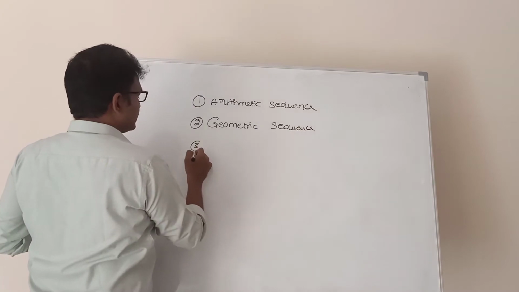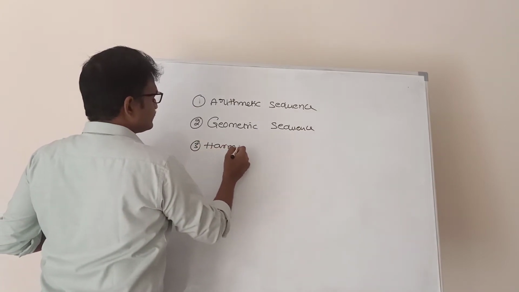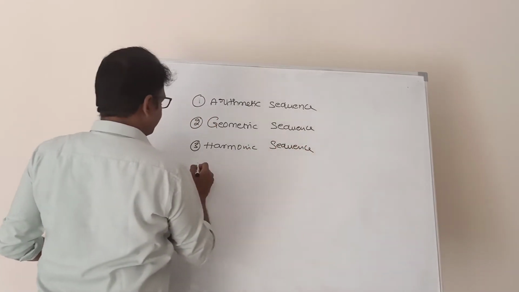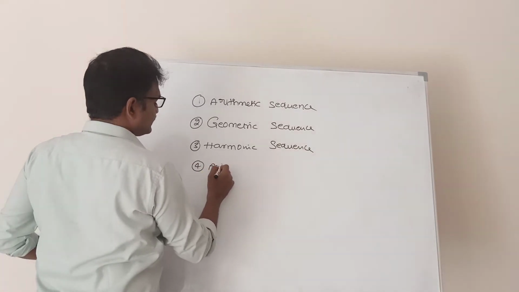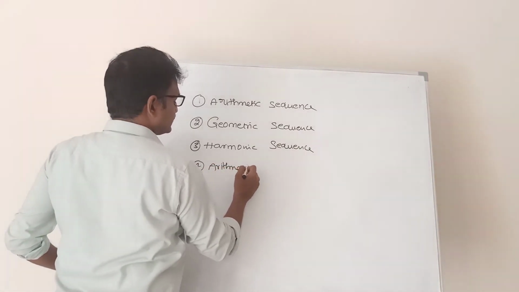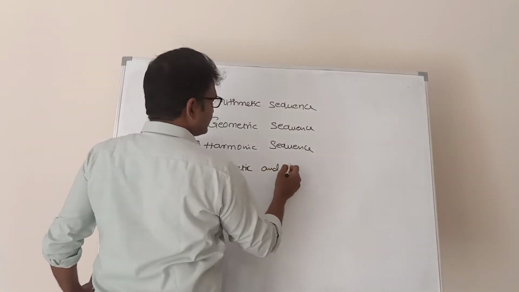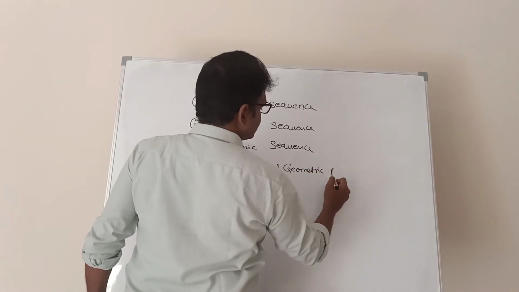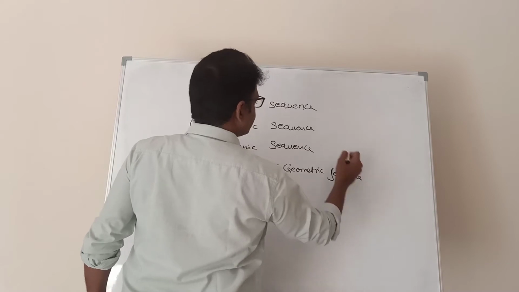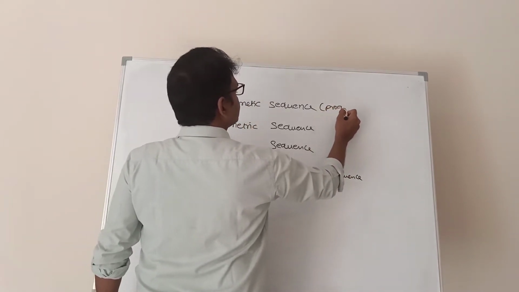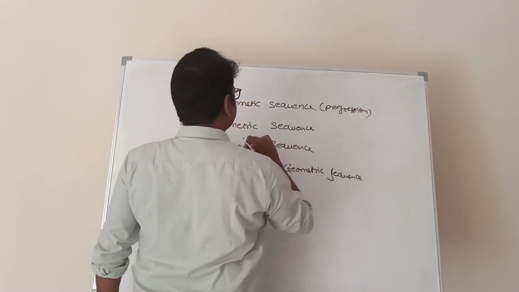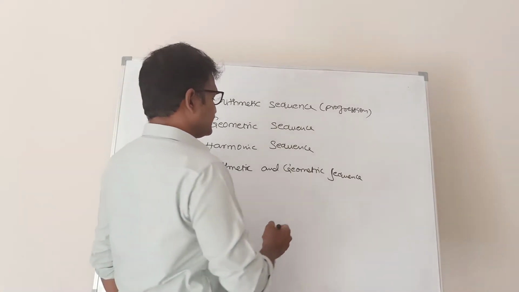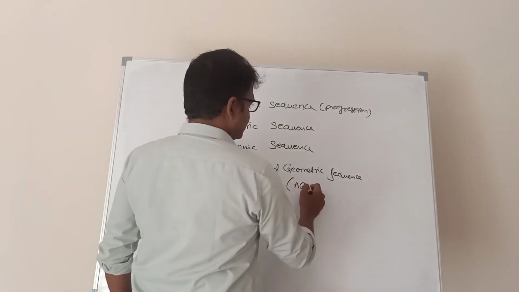Third one is harmonic sequence. Fourth one is AGP, arithmetic and geometric progression or sequence. Sequence is also called progression: arithmetic progression, arithmetic geometric progression, harmonic progression, or arithmetic and geometric sequence. Simply we will call it AGP, arithmetic geometric progression.